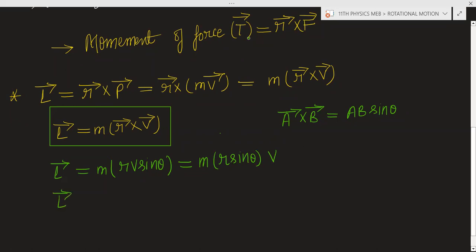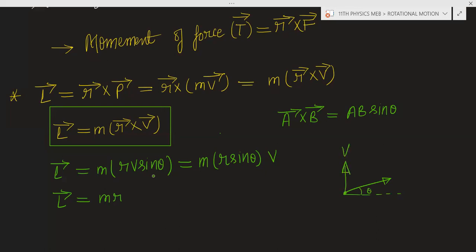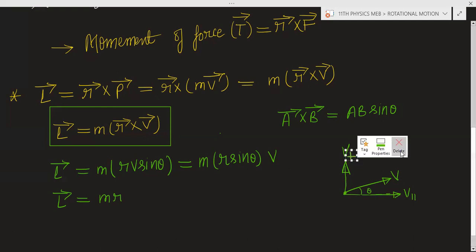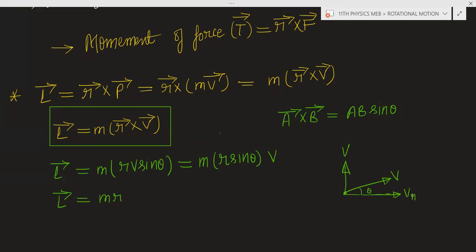So what does it mean? You can see here, m into r v sine theta. V sine theta means the perpendicular component of the velocity. If the velocity is in this direction, and making an angle theta with this direction, so this is the perpendicular component of the velocity. In this direction there will be the parallel component of the velocity. If the velocity is like this about any point, then this is the perpendicular component of the velocity, and this is known as the parallel component of the velocity.